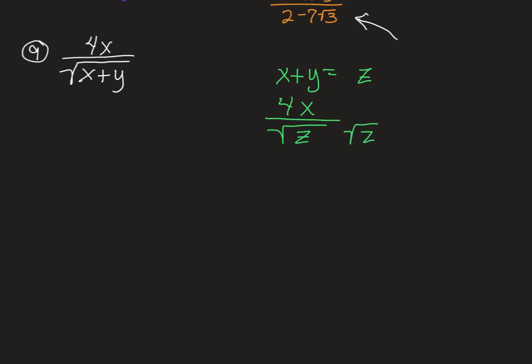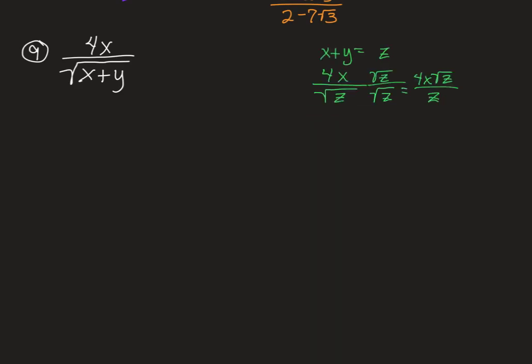Yes, you would multiply by the square root of z in the numerator and the denominator, and you'd have 4x square root of z on top, and on the bottom, squaring the square root of z, you would just have z. Well, the exact same technique is going to work in our original problem. I just needed to make that a little smaller and get it out of the way. So we're going to do a similar thing here.